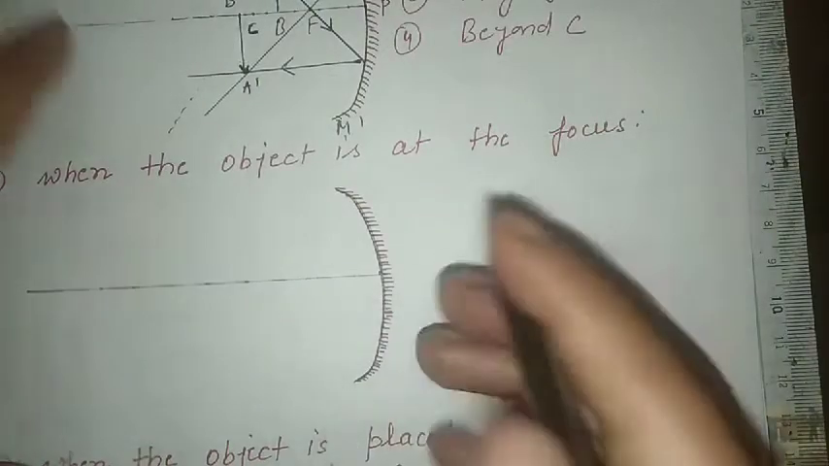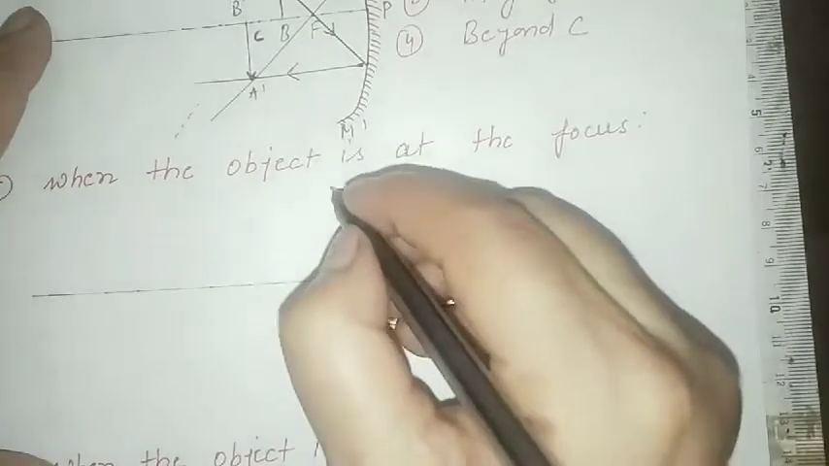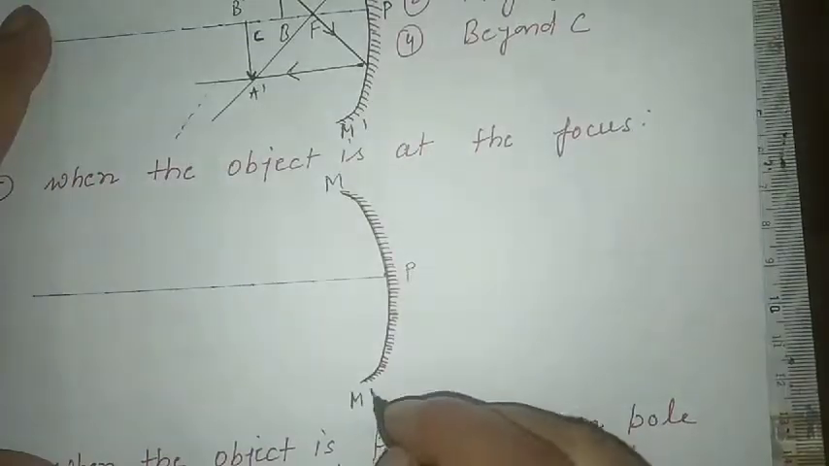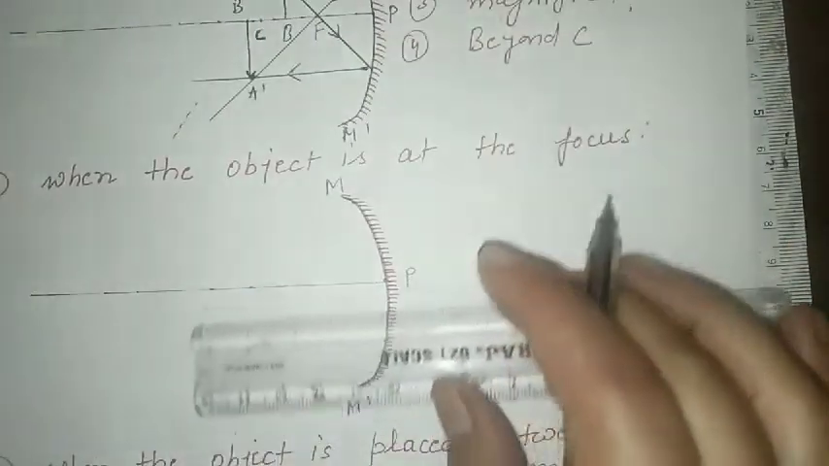Now the next case is when the object is placed at focus. This is pole, M, M dash. Again we have to mark here. Again I am taking one.